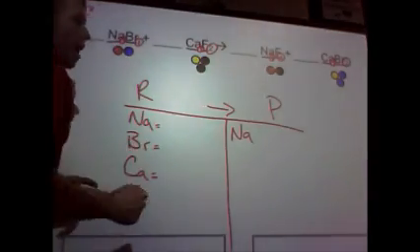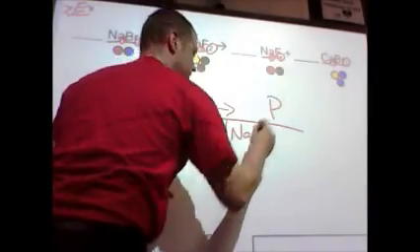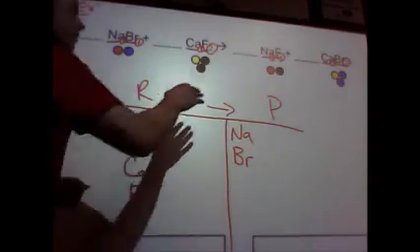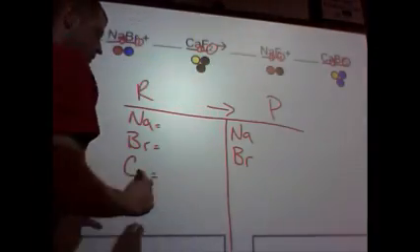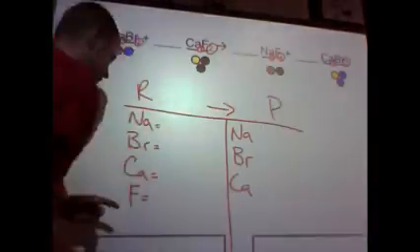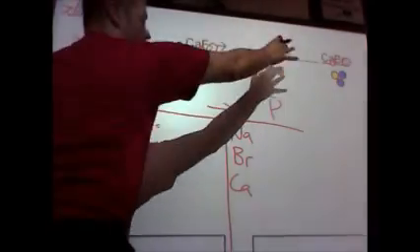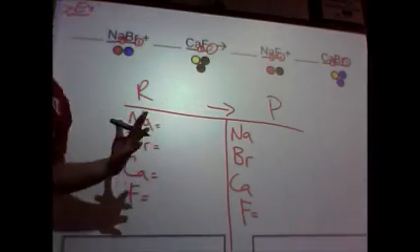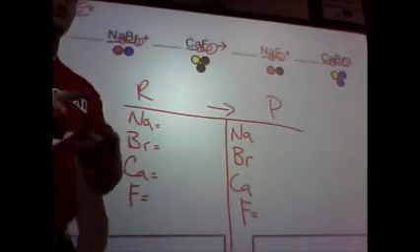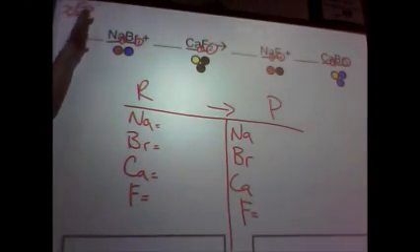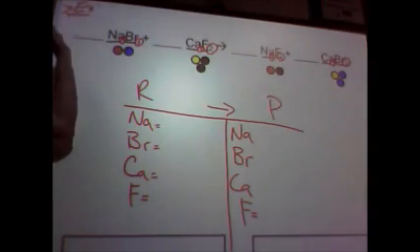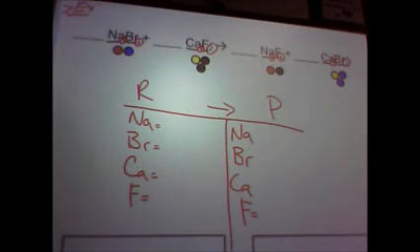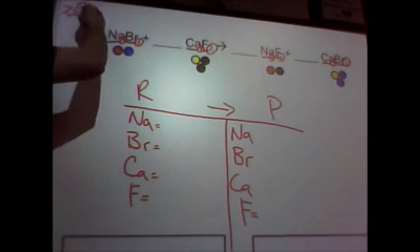Okay, Br, bromine. Do I have bromine on the product side? Yes, Br. Okay, Ca, calcium. Do I have calcium on the product side? Yes. Do I have F, fluorine, on the product side? Yes. Okay. Now let's count the atoms. How do I count the atoms? I multiply the coefficient times the subscript, right? Yes. Okay. What is the coefficient for this right here? 1. Since there's nothing there, it is 1.